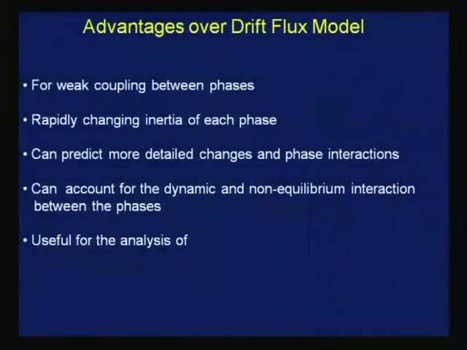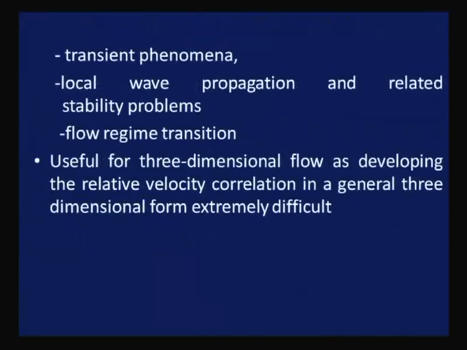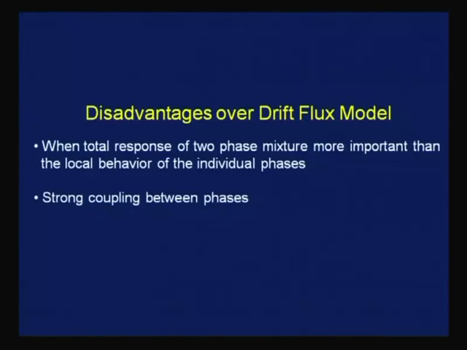Okay? So, remember one thing, whenever the two phases are weakly coupled, whenever we have some transient phenomena, local wave propagation and things like that, whenever there are rapid changes in inertia of the two phases and when we want to predict more detailed changes and phase interactions. When the flow is truly three-dimensional, under such circumstances, generally we prefer, or rather it is better to use the two-fluid model. And under what circumstances should we go for the drift flux model?